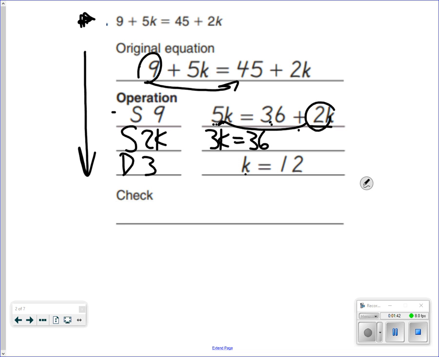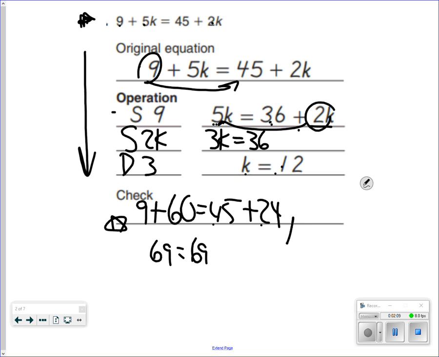So if we check this to see if it works, watch closely here. If k equals 12, I go 9 plus 12 times 5, which is 60, equals 45 plus 12 times 2, which is 24. Well, 9 plus 60 is 69, and 45 plus 24 is 69, so yes, it works perfectly. That's what's really nice about algebra: you can go back and check. Once you find out what k equals, go back and plug it into this equation. Remember, a letter right next to a number means to multiply, and then you can solve it.